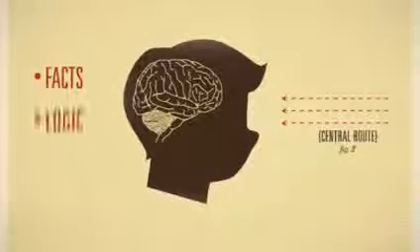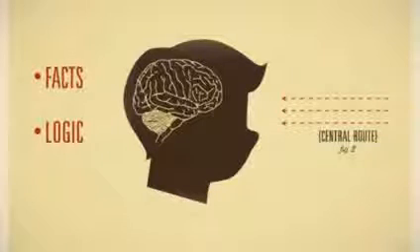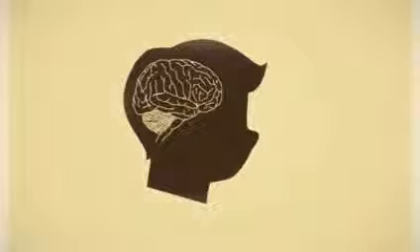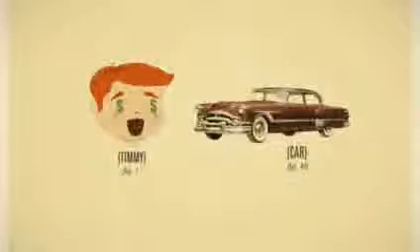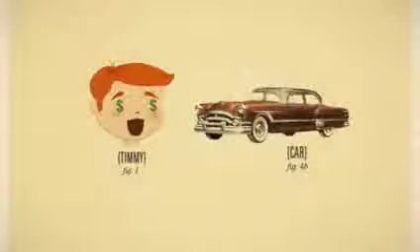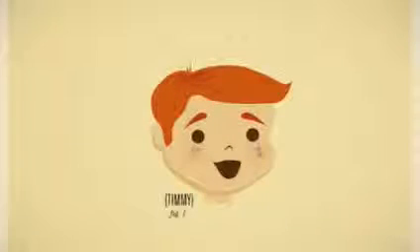By way of the central route, you will look at the facts and use logic to make your decision. It is more effective when the facts and arguments are more believable, and then you will buy that car, Timmy. This route often leads to more permanent attitude change. Remember, Timmy, this is a dual process model. Dual means two, Timmy.